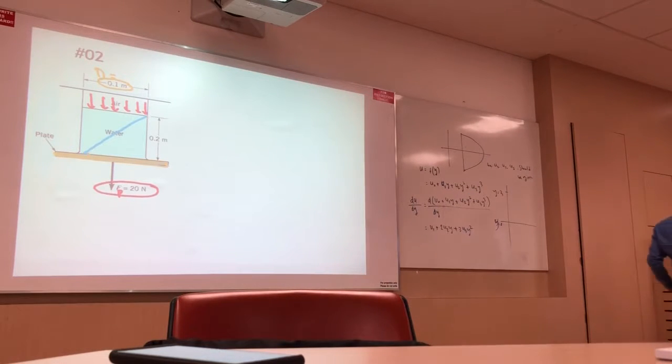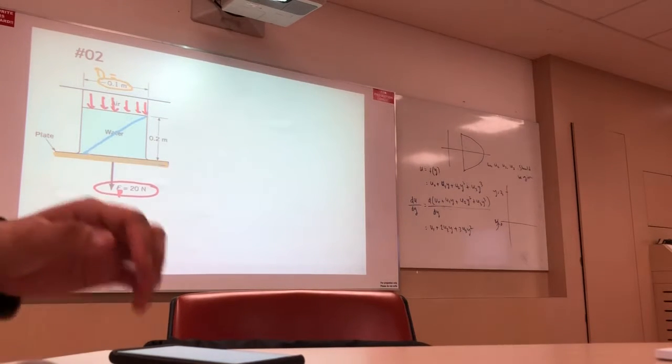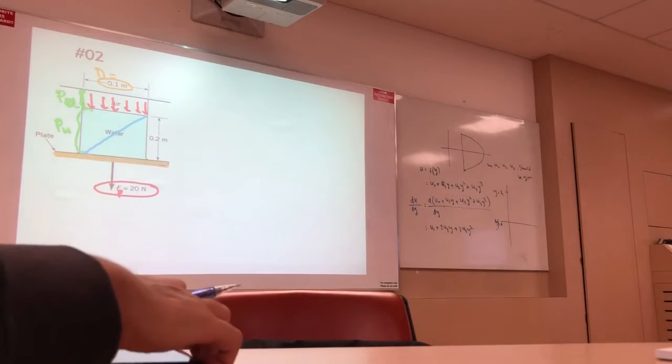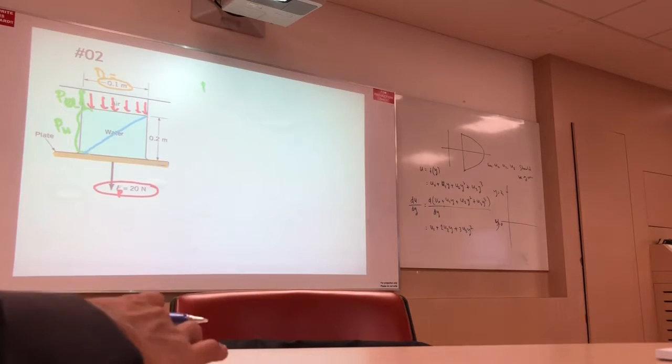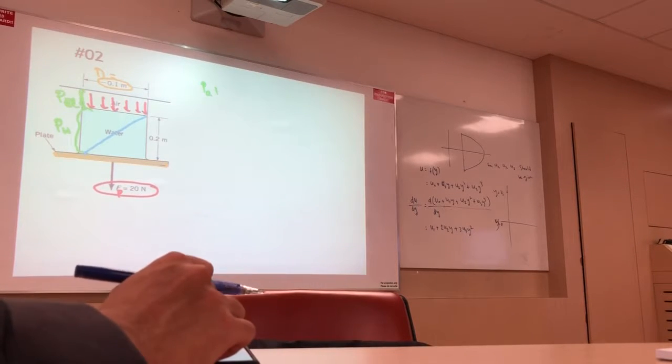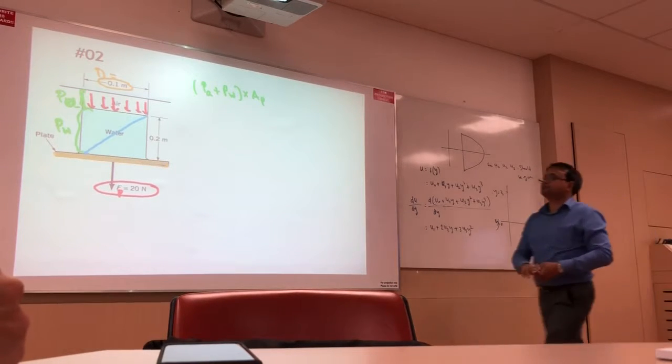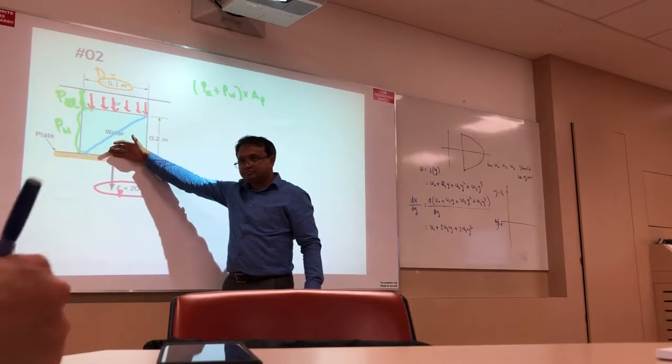So can I write it like this? Here I get air pressure PA, and here I get water pressure. Understand? So what can I write? Air pressure plus water pressure, times the area of the piston, is equivalent to the force that is acted here. Correct.